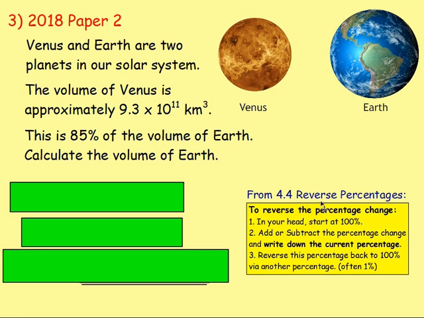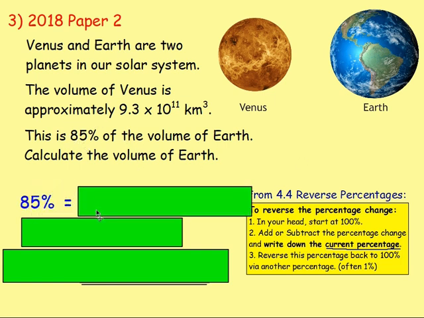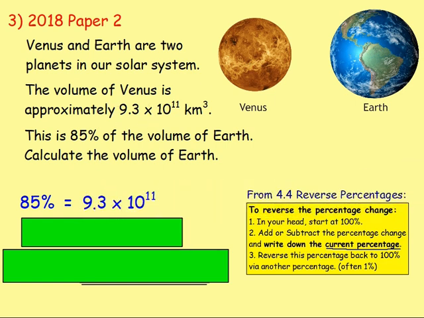So, for a reverse percentage question, if you remember, in your head you're starting with 100%. You then add or subtract the percentage change. But here it's not saying that it's decreased by a certain percentage or increased. It's already giving us that current percentage. So what we would say to begin with is, because we know the current percentage is 85, that 85% would equal the volume of Venus, it tells us that. So the 85% of the Earth's volume is equal to that 9.3 times 10 to the power of 11.